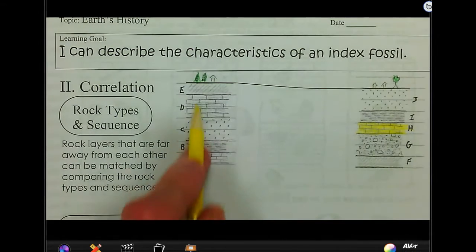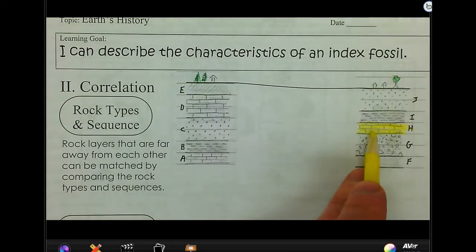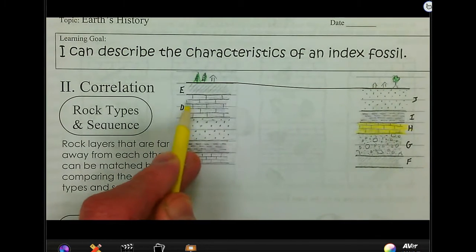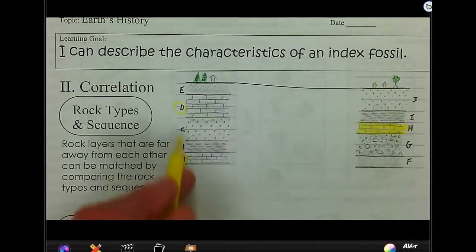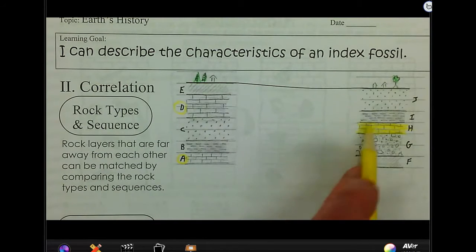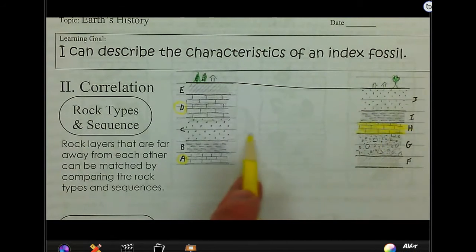We have a couple options over here. I see that limestone layer H has a limestone pattern. Therefore, it might match up with D, but I also have a limestone here at A. To figure out which one it best matches up with, I'm going to look at the thickness of the layers. H is thinner than D. It's about the same thickness as A.